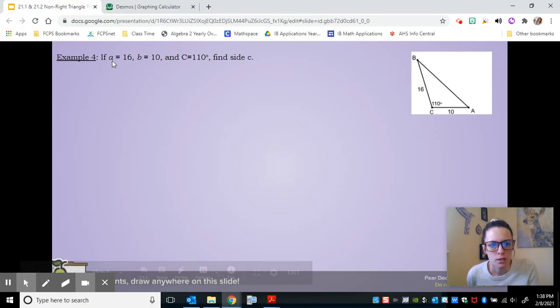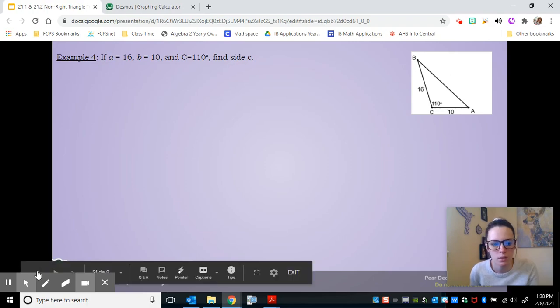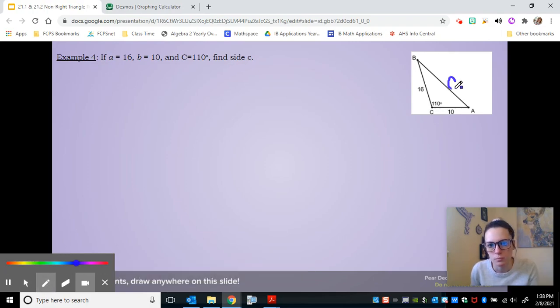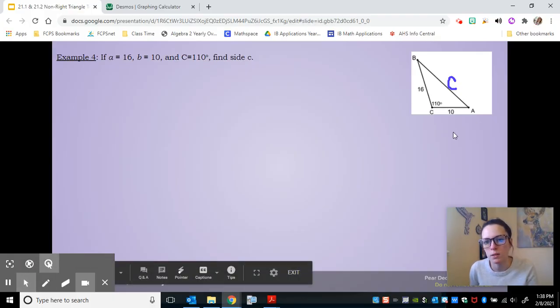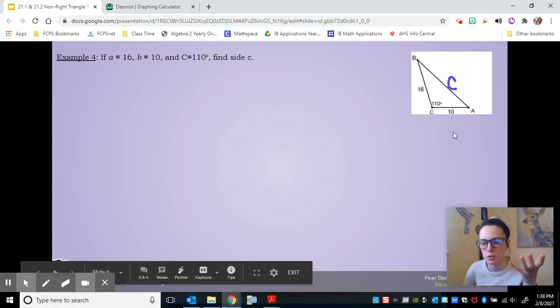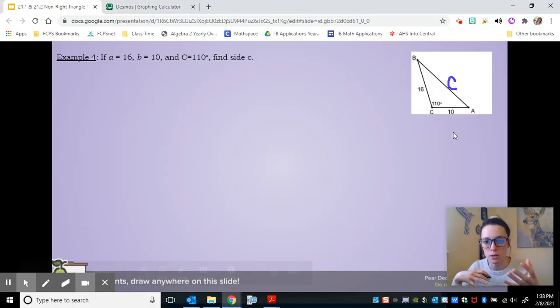So our first example says that side A is 16, side B is 10, and angle C is 110 degrees. And we're looking to find side C. So if I'm looking at what I'm given, the most asked question once we do sine and cosine rules is, how do I know which one to use?